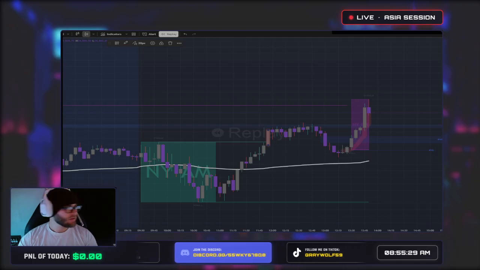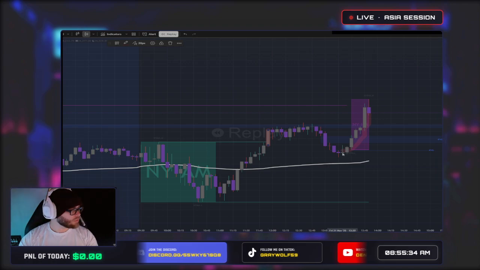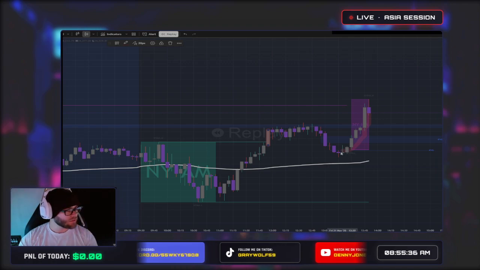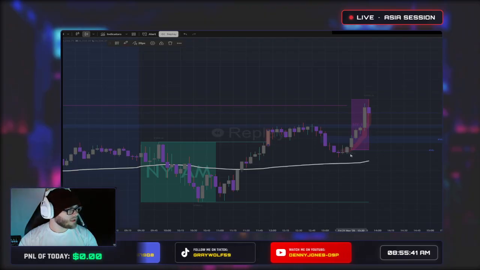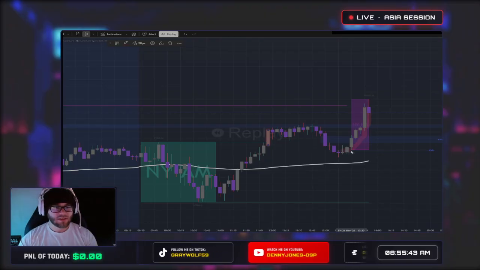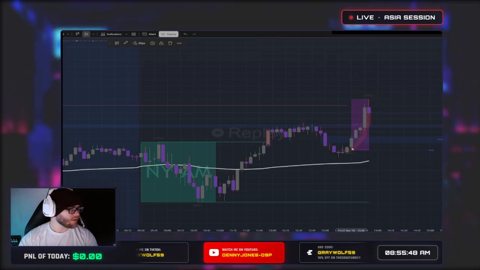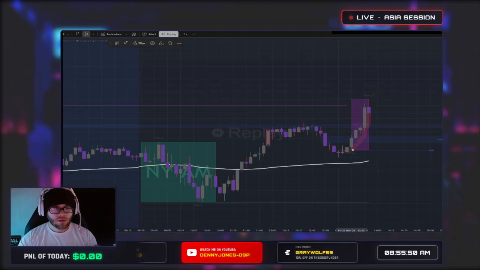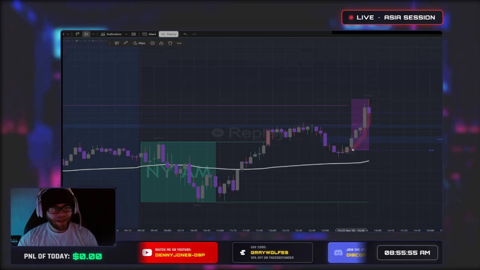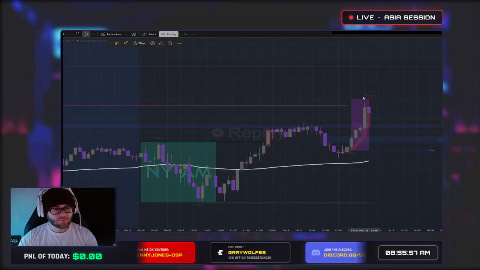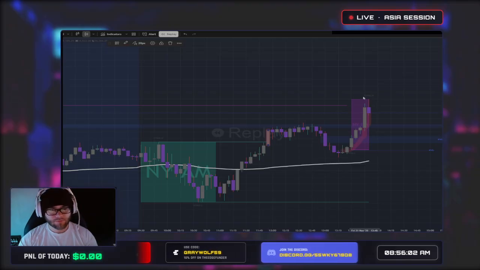So, like I said, liquidity swept, then displacement. After the displacement, an IFVG is created with a refill or a retest right here, okay? It did not close it, and then it continued up. That right there is a clear sign of continuation, okay?